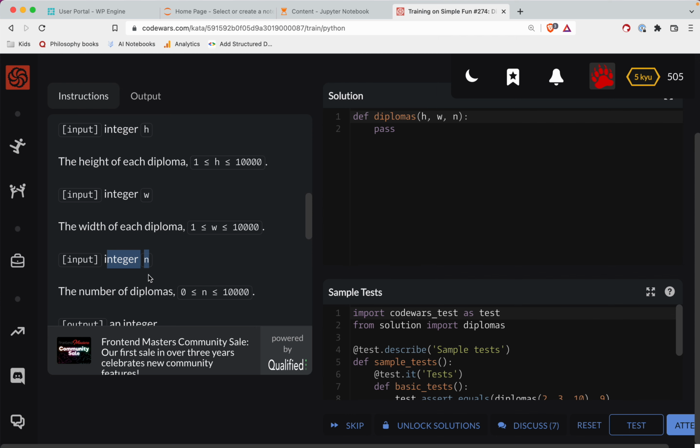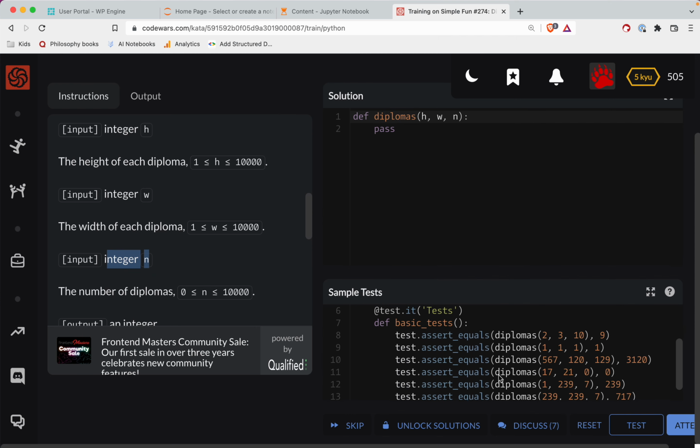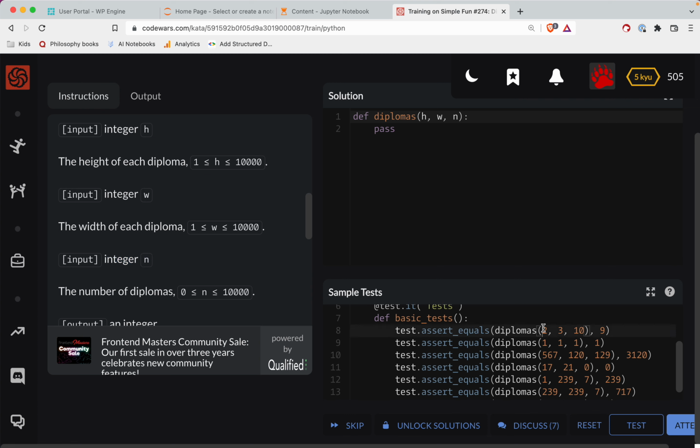Okay. So you can see here in this example, we have 10 diplomas. So the third parameter is 10. Each diploma is 2 by 3, okay? So the smallest square that we need is basically a 9 by 9 square, because that can fit all 10 diplomas.